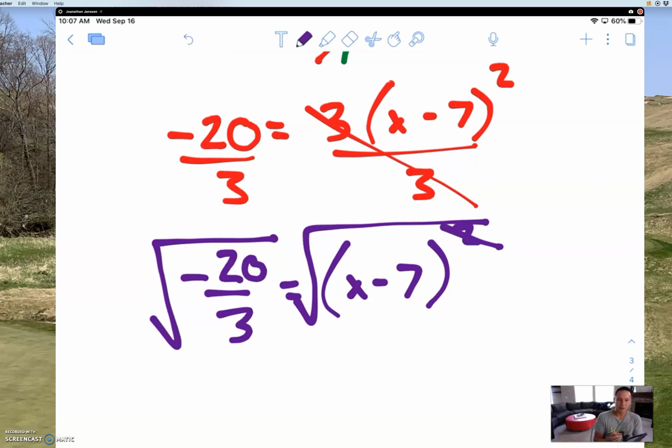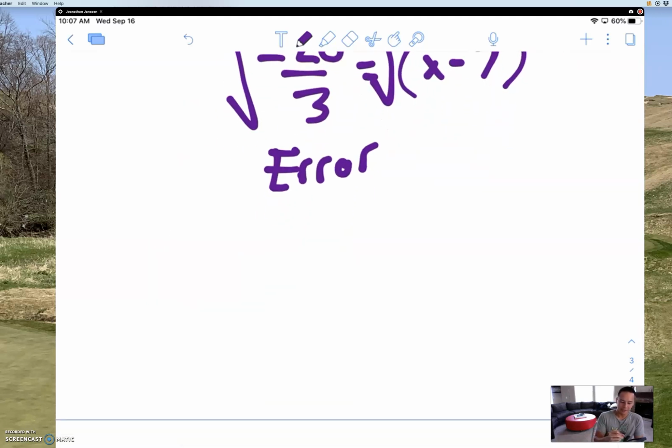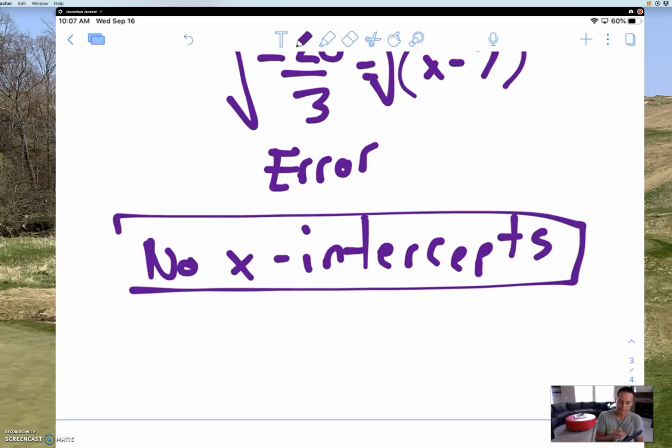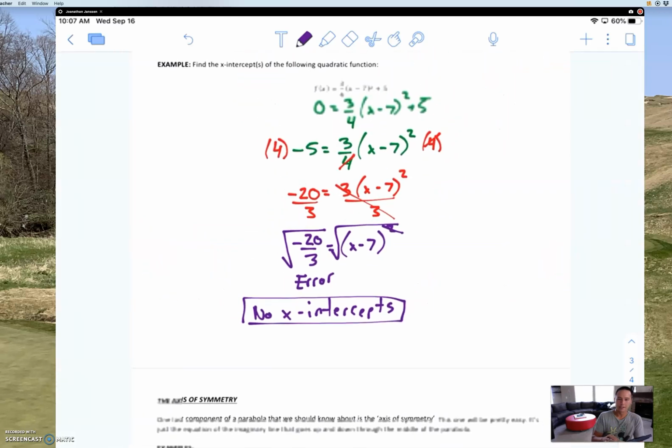If you try and take the square root of any negative number, it's not going to work. Go ahead and go on a calculator if you want. But if you try and take the square root of a negative, it becomes an error. The reason is a number times itself will always equal a positive number. It can never equal a negative number. So you run into an error. And what that means in the context of this is there will be no X-intercepts. And I'll explain that in just a second. So no X-intercepts for this one.